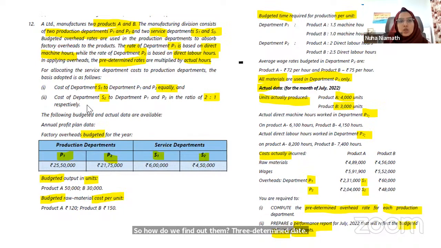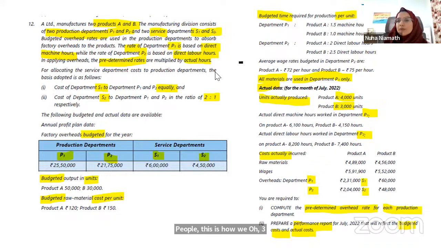Okay. So if you see, the question says that the rate of department P1 is based on direct machine hours, while the rate of department P2 is based on direct labor hours. So what does that mean? The budgeted overhead cost of department P1 will be divided by the budgeted direct machine hours, and the budgeted overhead cost of department P2 will be divided by the direct labor hours for department P2. This is how we will calculate the predetermined rate.